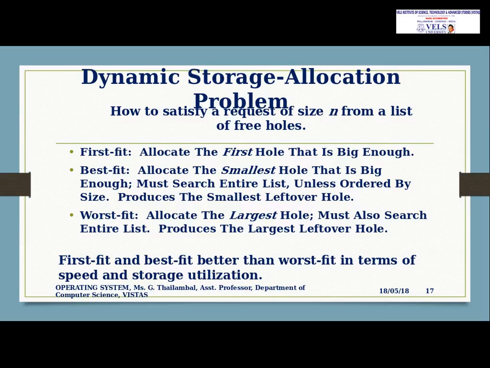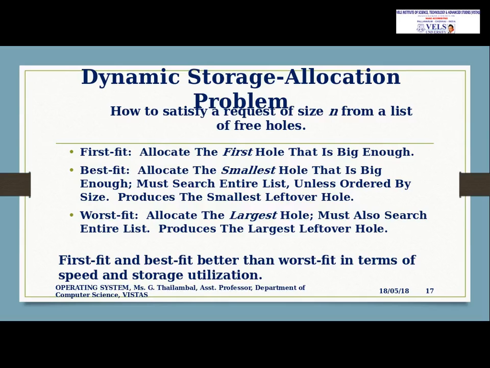And what is best fit? Best fit is to allocate the smallest hole that is big enough. So suppose I have a 20,000 hole and also a 15,000 hole. So where will I allocate it? If I am using best fit, I have to allocate in the 15,000 hole, because that is the smallest enough hole which is available. Right.